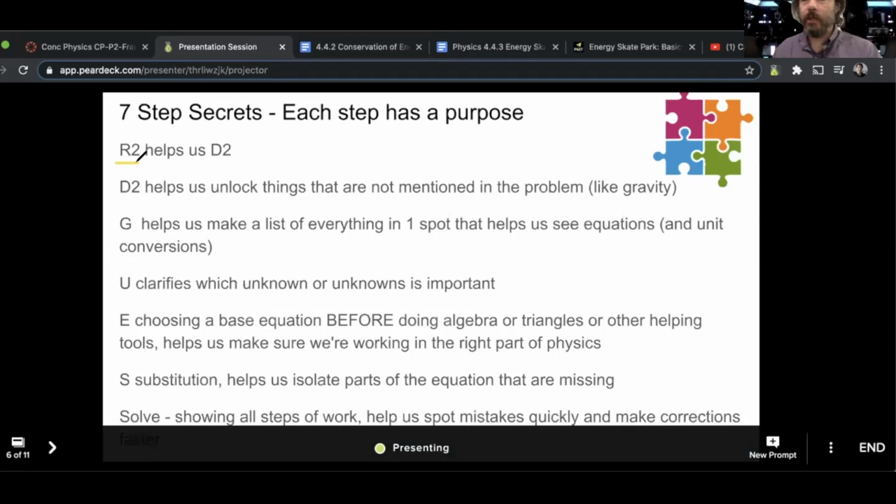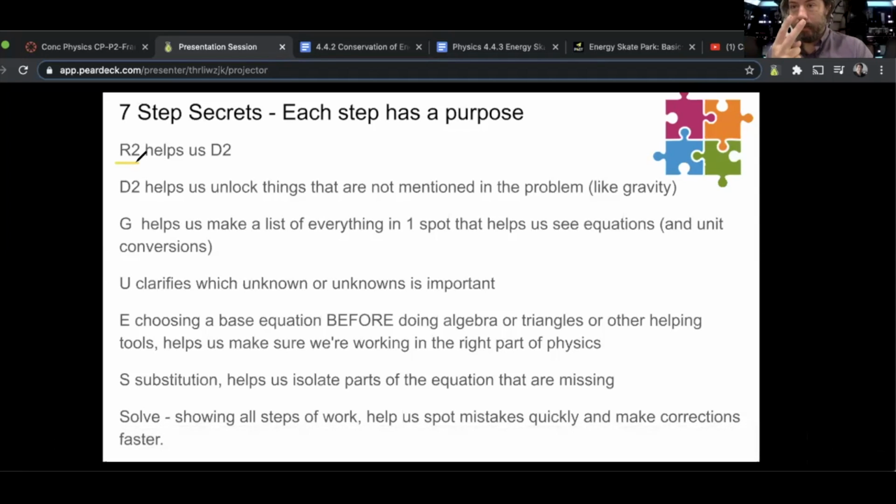So when we read twice, the reading twice does two things. First, it helps us draw the story and tell the picture. But the other thing it does is it tells us, what are we actually dealing with? It gives us the big picture, but it leads into drawing the picture. Now, when we draw the picture, the drawing actually unlocks things that are not in the problem, like gravity.